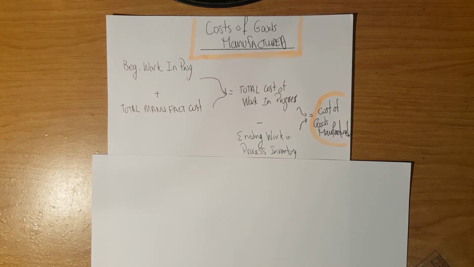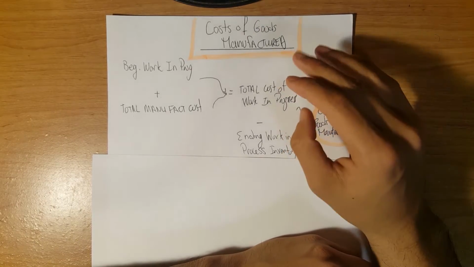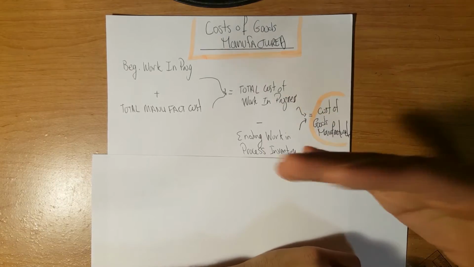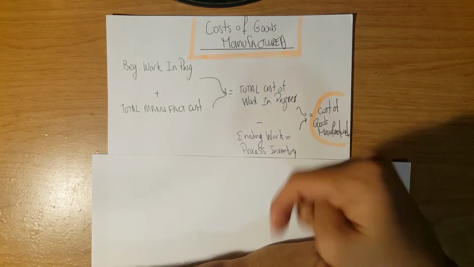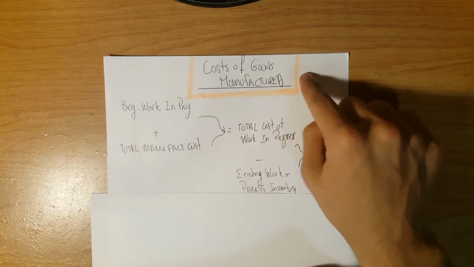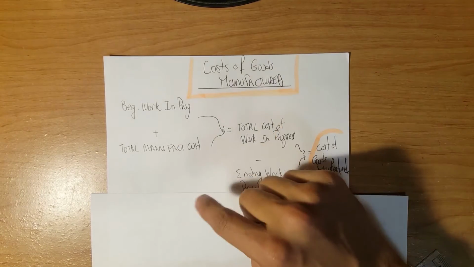Hey guys, in today's video we will learn how to calculate the cost of goods manufactured. In the previous videos we have seen how to find the cost of goods sold and how to present it on the income statement. Today we will do the same thing, but instead of goods sold, we'll do it for the cost of goods manufactured.